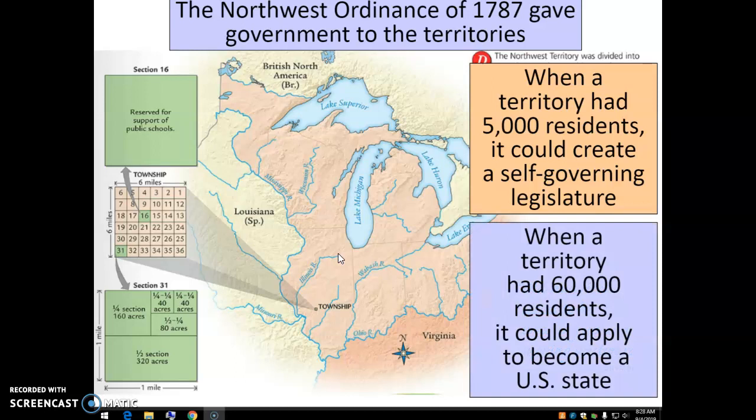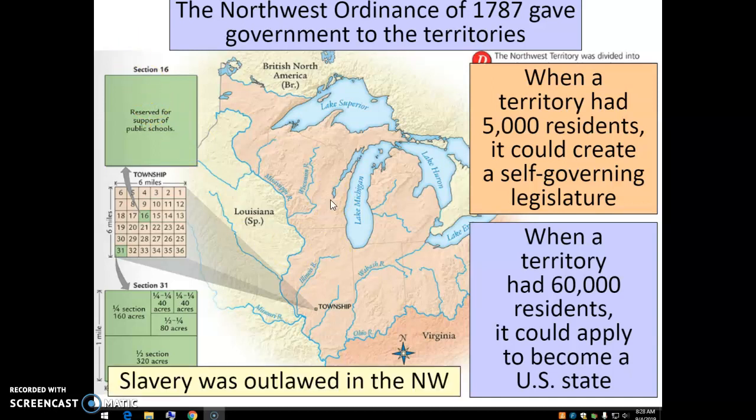Once you have 60,000 residents, then you can apply to become a state, and that's what a lot of these territories are going to do. And one of the last parts here is that any new territory under the Northwest Ordinance outlawed slavery. So slavery is not allowed to be instituted in these new places, restricted just towards the South. By this point, all the northern states had already basically gotten rid of slavery.